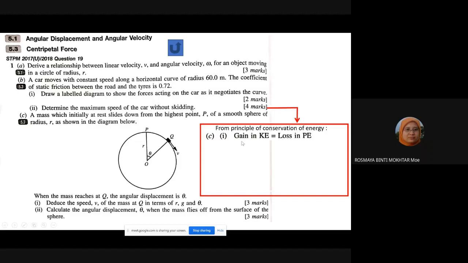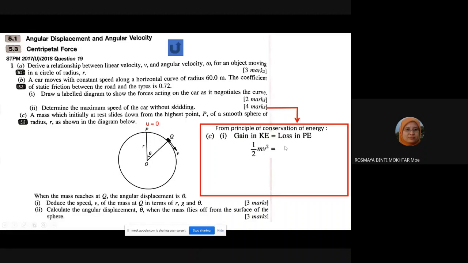It's the same. Now kinetic energy. So the kinetic energy changes from initially U is 0. The mass is initially at rest, so that means kinetic energy initially is 0 because U is 0. And at the point Q, kinetic energy is half mv squared, using the V given here. So the change in kinetic energy is half mv squared minus 0, so half mv squared. This is the gain in kinetic energy.